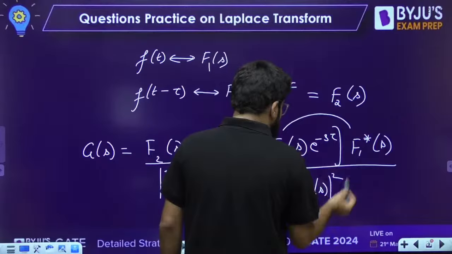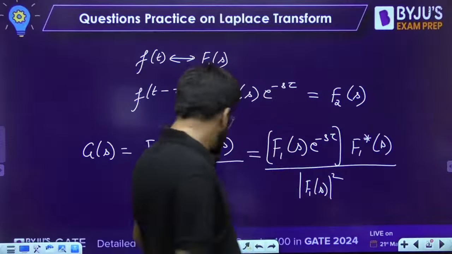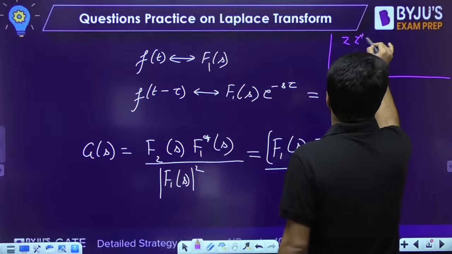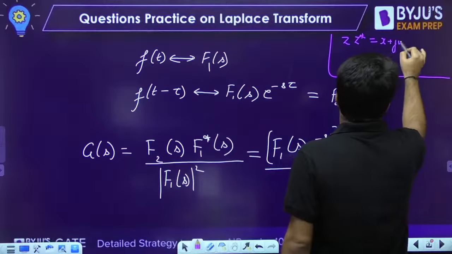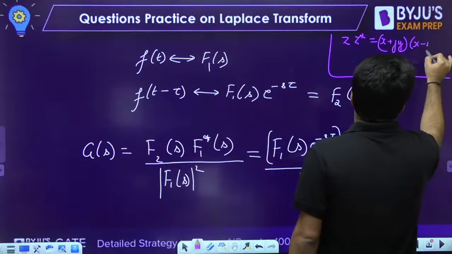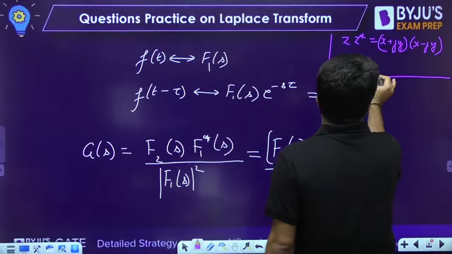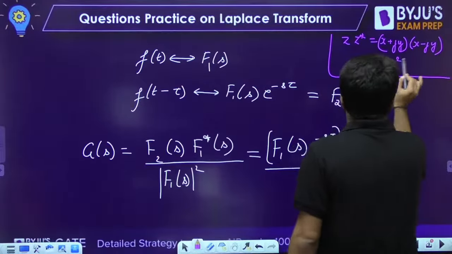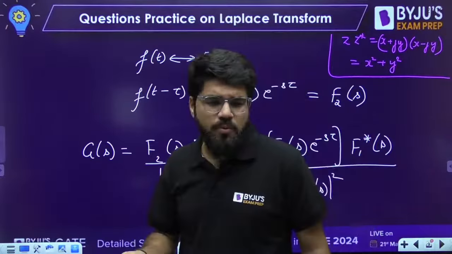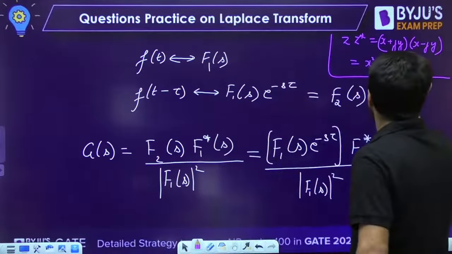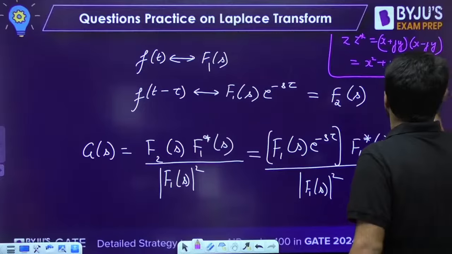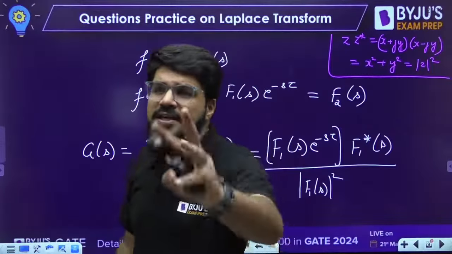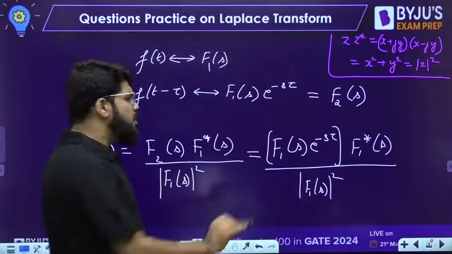f1 into f1 conjugate. Now guys, for any complex number, what is z into z conjugate? z is given by x plus jy, so z conjugate is x minus jy, and when you multiply you get x square minus j square y square, but j square will be minus 1, so eventually it is x square plus y square. It is a very commonly known property for a complex number. Now the square root of x square plus y square is mod z, so x square plus y square is mod z square, and it is a very commonly known property that z into z star is mod z whole square. Same thing you can apply here.